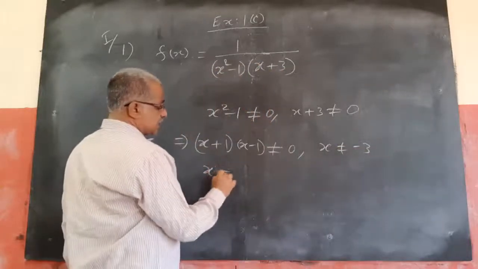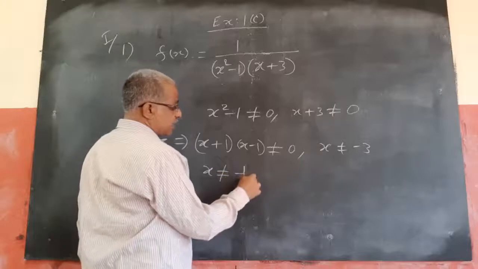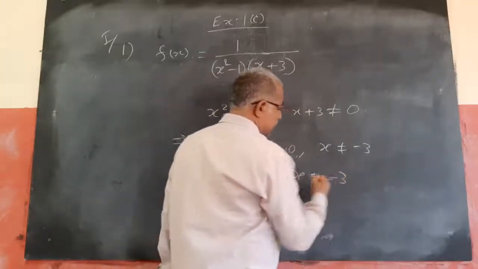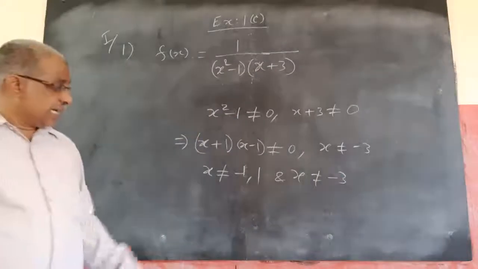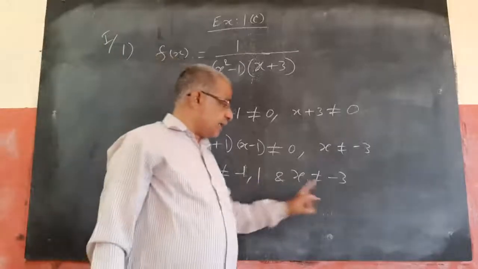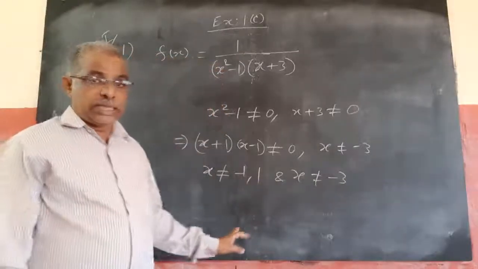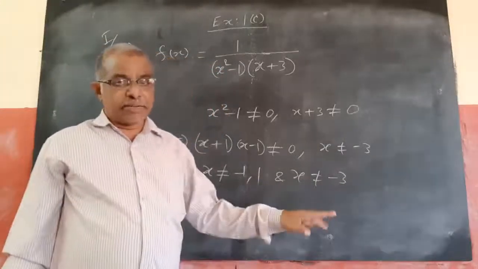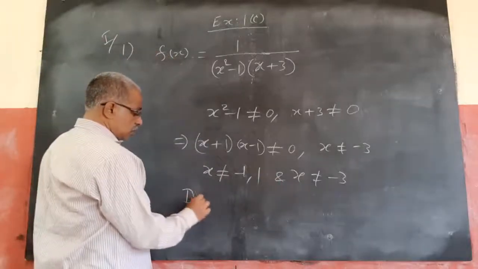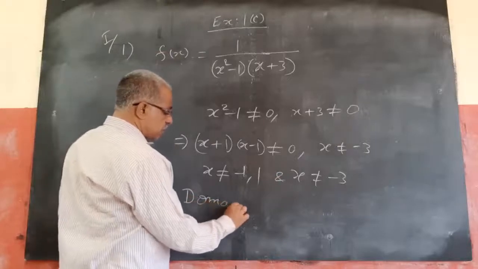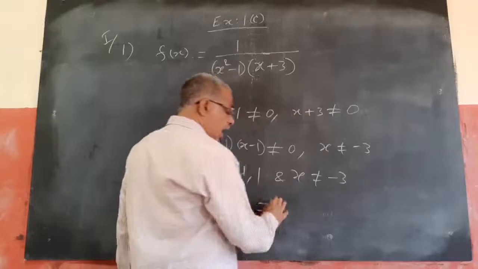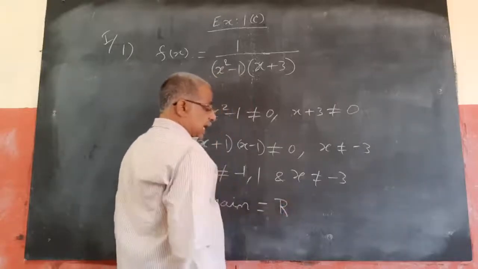Means for x not equal to minus 1, 1, and x not equal to minus 3. So the function is defined excluding these three values: minus 1, 1, minus 3. For all the remaining values the function is defined. Therefore, the domain D is all real numbers excluding these three.